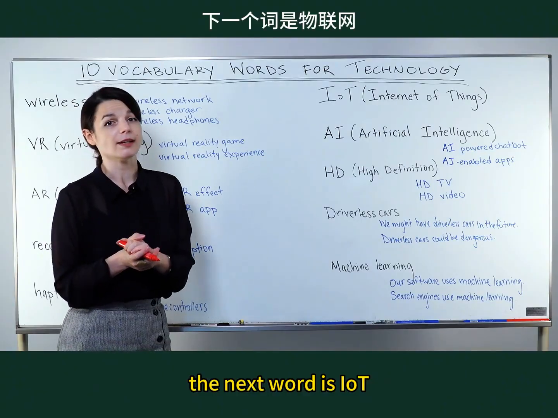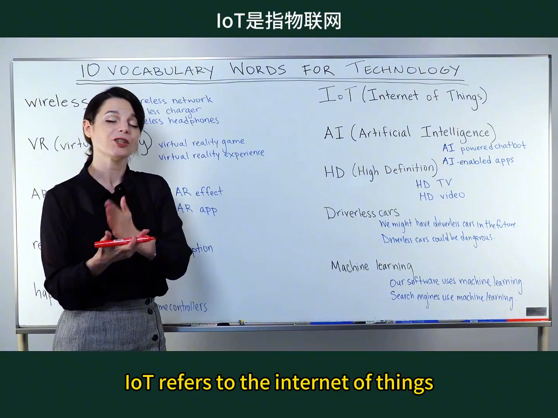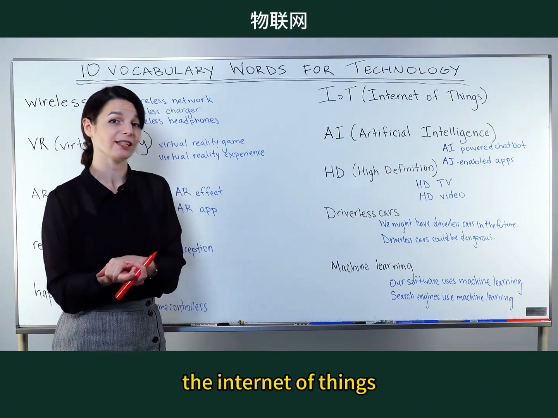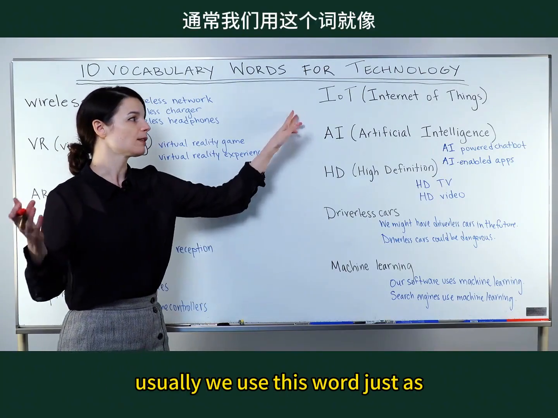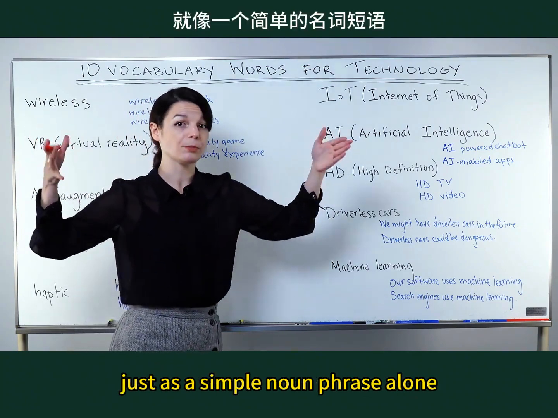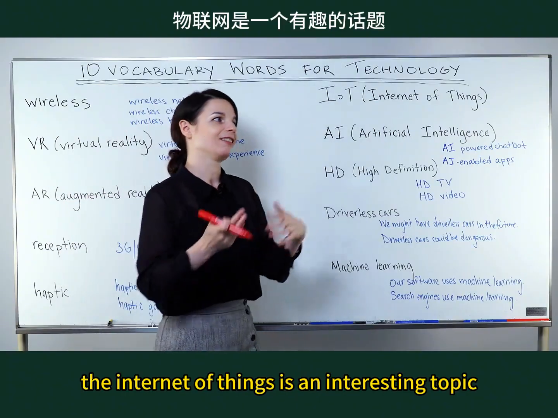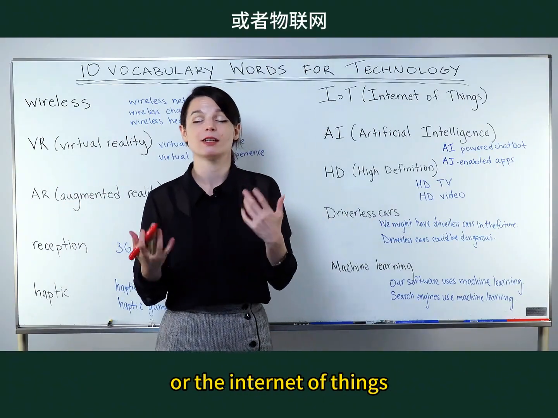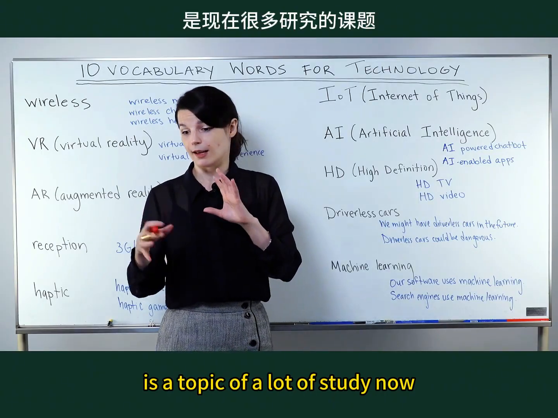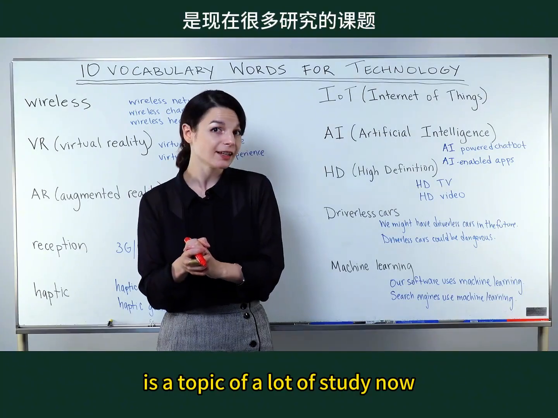Okay, let's go to the next vocabulary word. The next word is IoT. IoT refers to the Internet of Things. Usually, we use this word just as a simple noun phrase alone, as in the Internet of Things is an interesting topic, or the Internet of Things is a topic of a lot of study now.